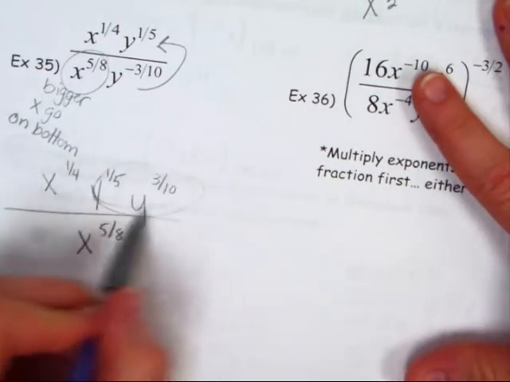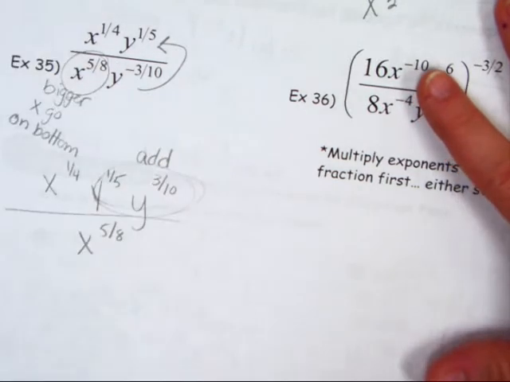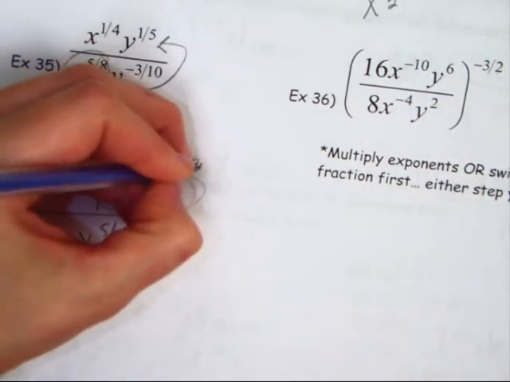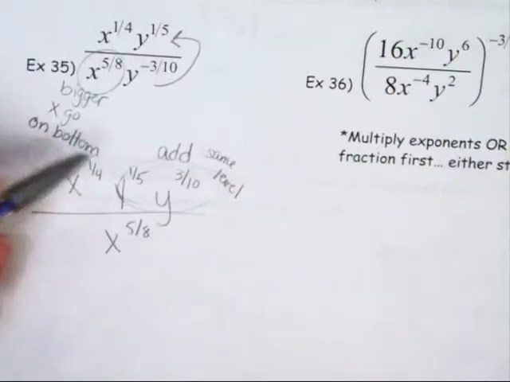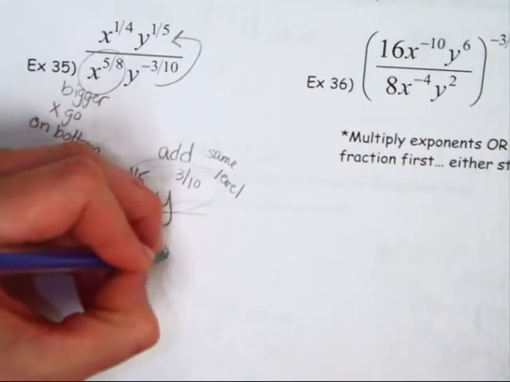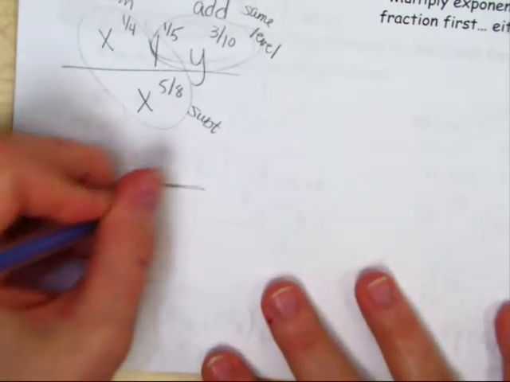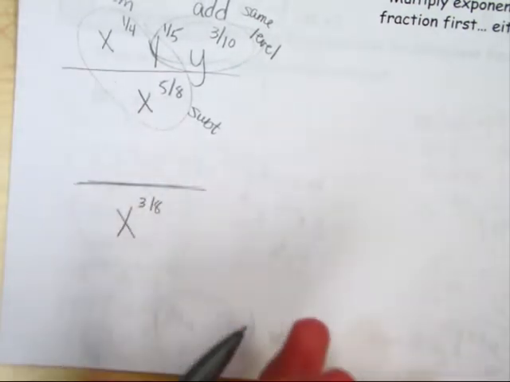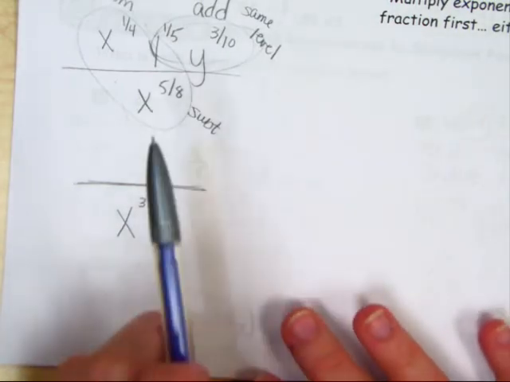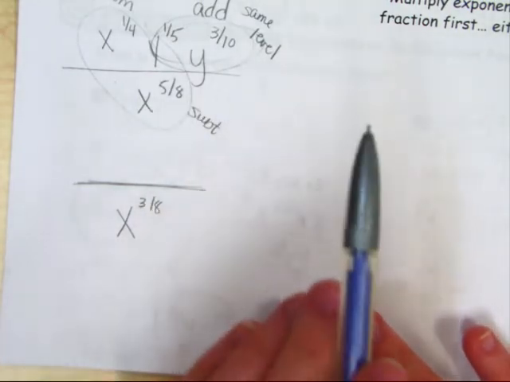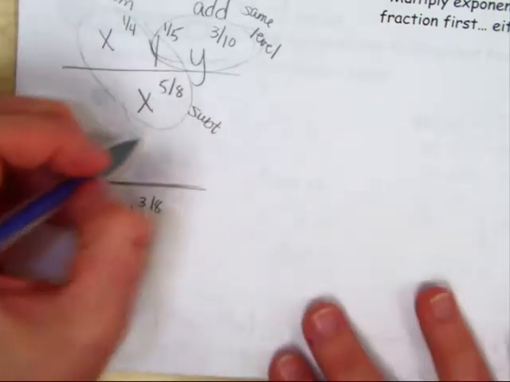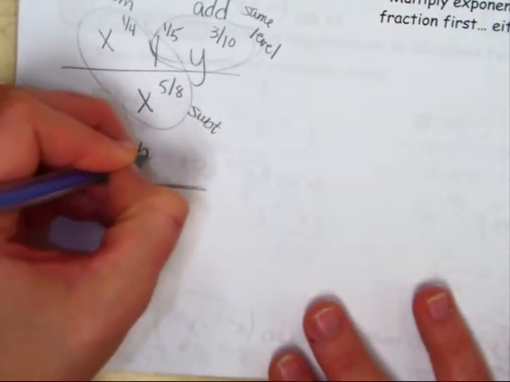What I need you to do now is add these ones, because they're on the same level, and you're going to subtract these ones because they're on different levels. Okay, 5/8 minus 1/4 is 3/8. And you put your answers on the bottom because it's bigger on the bottom. 1/5 plus 3/10 makes 1/2 on the top.